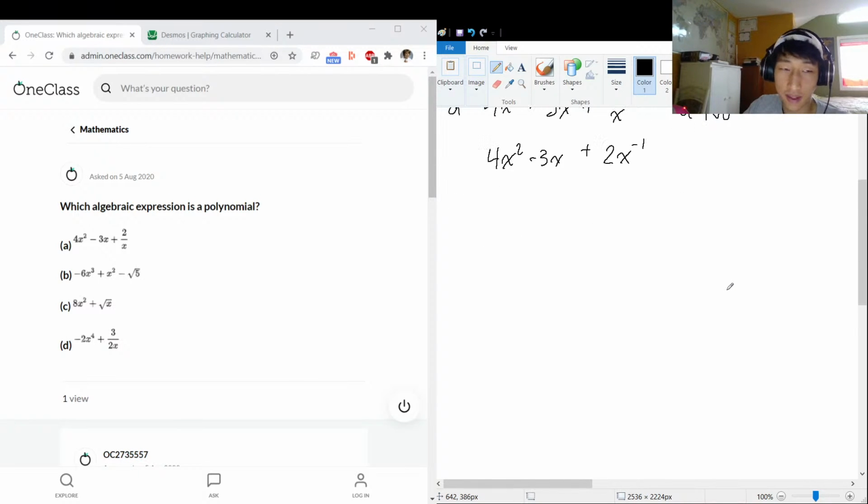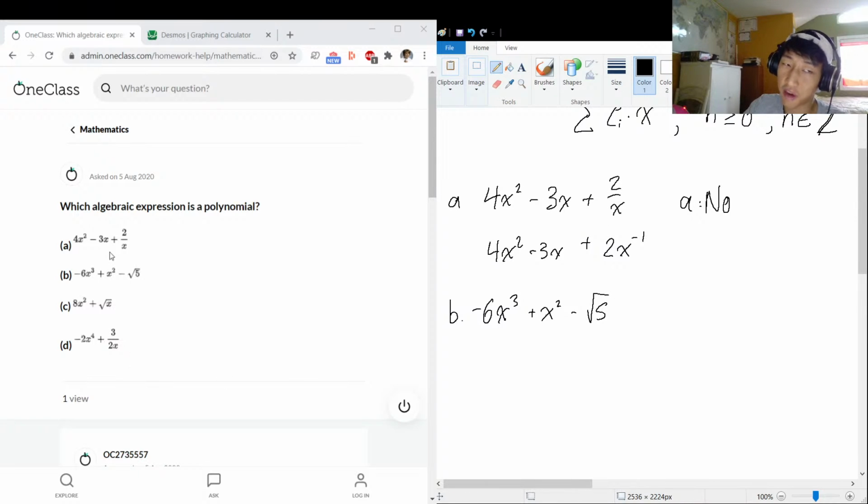Okay, now let's check for B. Here we have negative 6x to the power of 3 plus x squared minus the root of 5. Hey, all of these powers are positive. None of them are negative. None of them have fractions. So B, so far, passes the test.